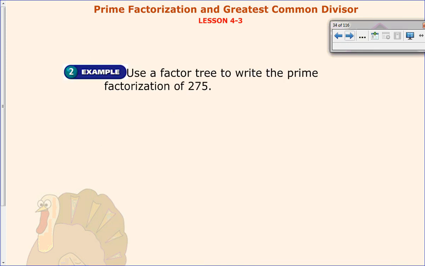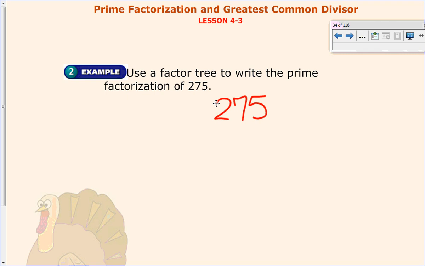All right, so here we're going to do the same thing, and I'm going to let you do this one. Use a factor tree to write the prime factorization of 275. So you know you're going to have 275 up at top, but you need to break it down into prime factors. So go ahead and pause me now.